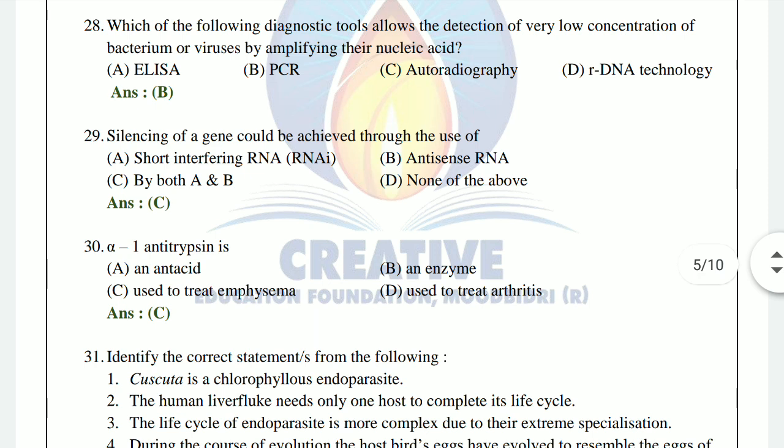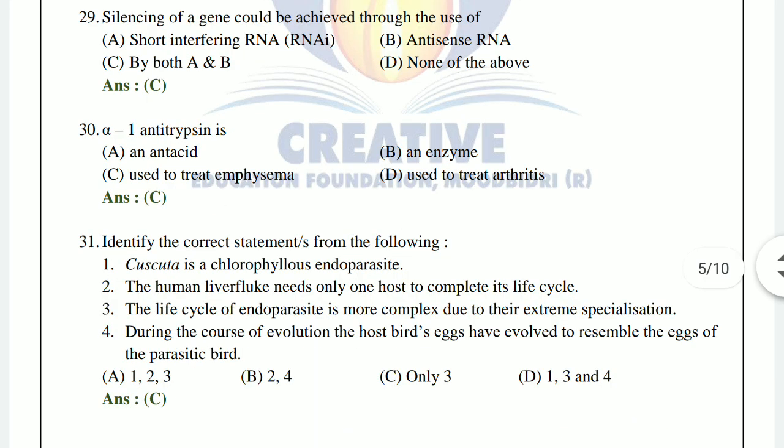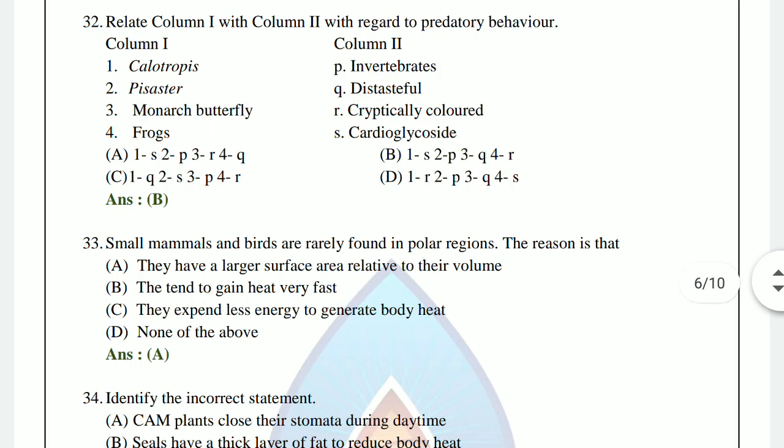Option C. Question 31. Identify the correct statement from the following. The correct answer is option C, that is only 3. The life cycle of endoparasites is more complex due to their extreme specialization. Relate column 1 with column 2 with regards to predatory behavior. The correct option is option B, that is 1 to S, 2 P, 3 Q and 4 R.